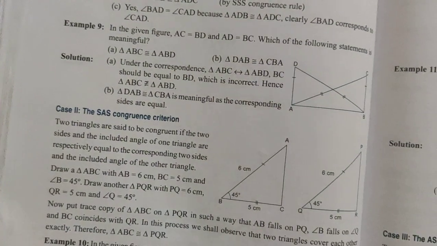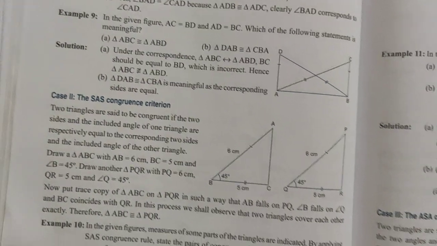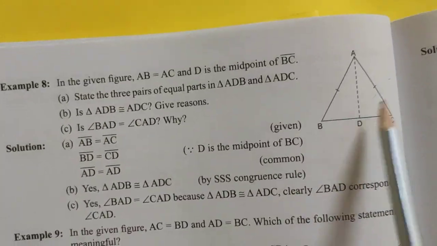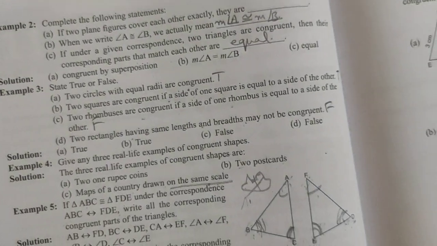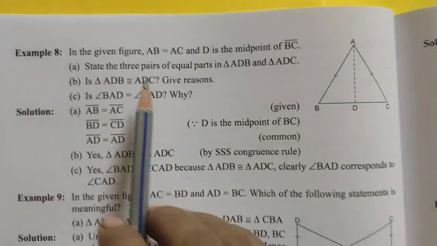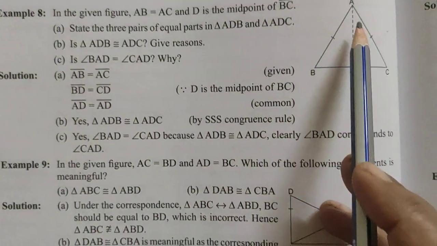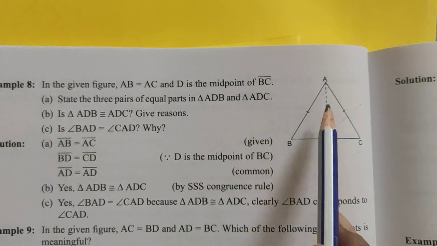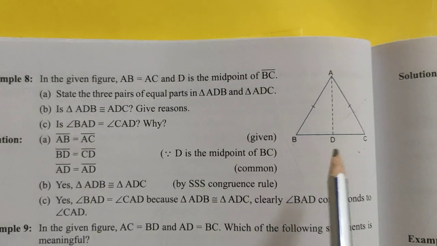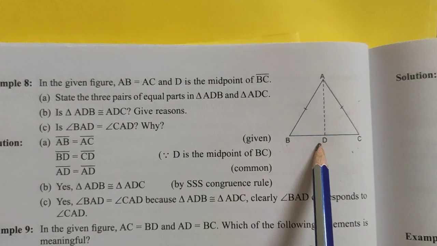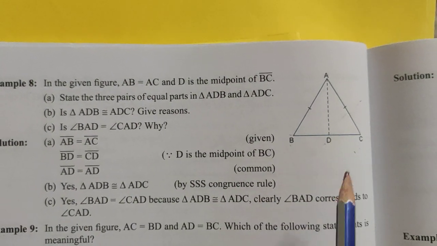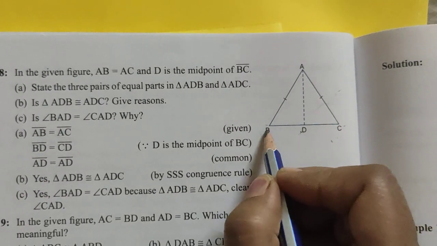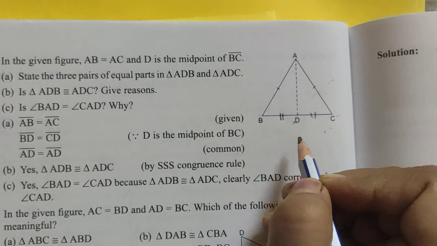If you go through them, you will understand this. Example 7, you will understand yourself if you do it. And this example 8: in the figure ABC, AB is equal to AC. They have given it. Point D is the midpoint of BC, means this point D divides BC into two equal parts, so BD will be equal to DC.